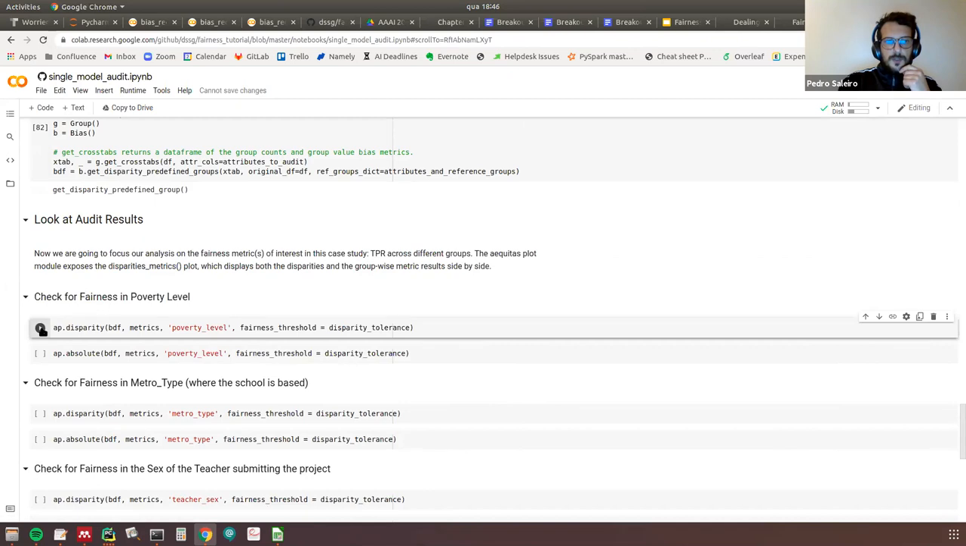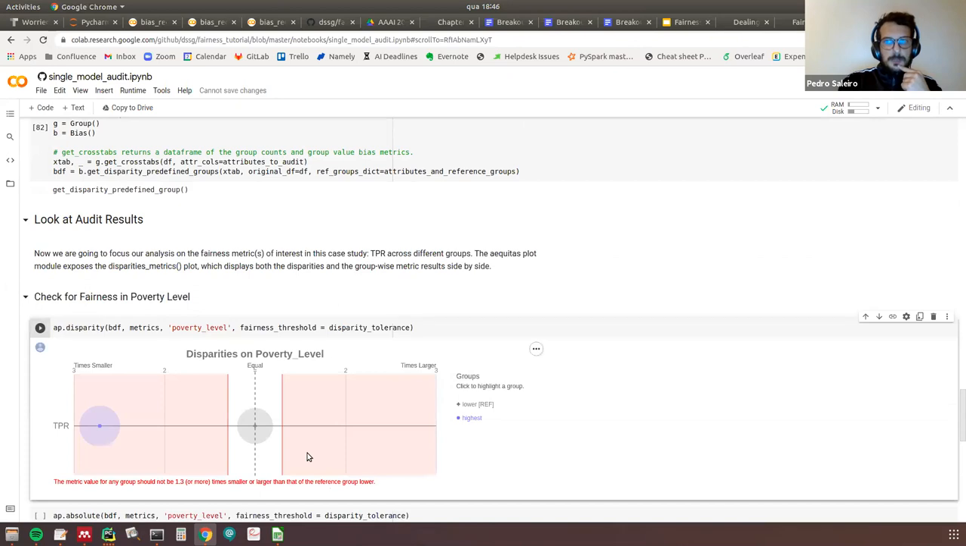First one, we are going to focus on poverty level. And this will show disparities. This is an easy way to visualize ratios. This was something that we were struggling with for a while, how to show ratios between different groups. And we came up with this solution: we are simply stretching out the ratios. So you have this notion of times larger, times smaller than the reference group. And if it is below the value of the reference group in terms of a metric or above, it will be on the left side of the chart or on the right side of the chart.